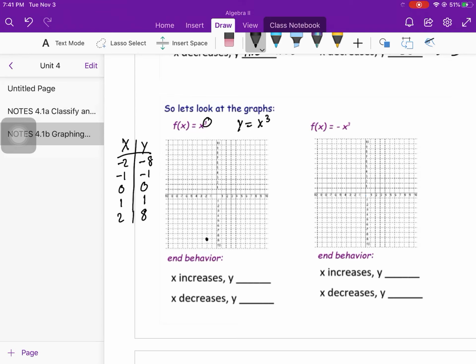So -2, -8 is back to down 8, which is way down here. Where did I go down? I went down one too many. Right there. -1, -1 is right there. 0, 0 and 1, 1. And then 2, 8 is right there. So when you connect these, you get an interesting shape.